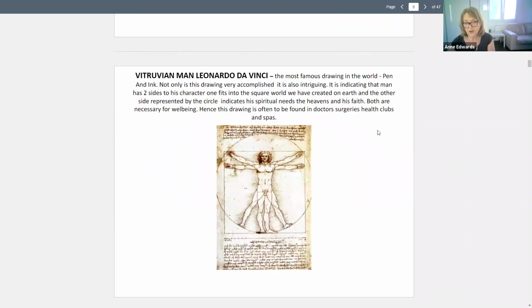The most famous drawing in the world, pen and ink. Not only is this drawing very accomplished, it's also intriguing. It is indicating that man has two sides to his character. One fits into the square world which we have created on Earth, and the other side represents the circle, indicating his spiritual needs, the heaven and his faith. Both are necessary for well-being. Hence, this drawing is often to be found in doctor surgeries, health clubs, and spas.